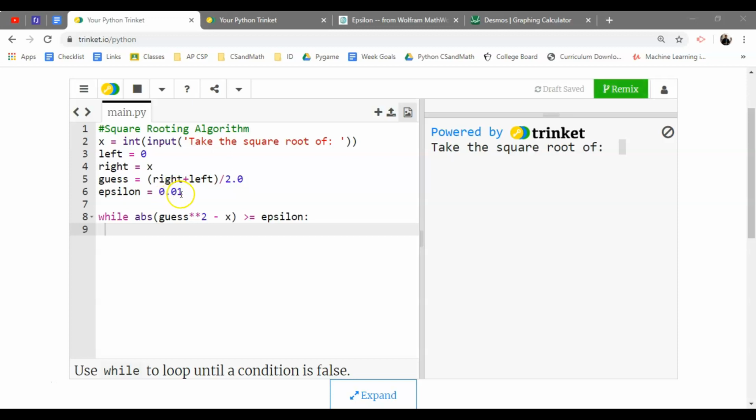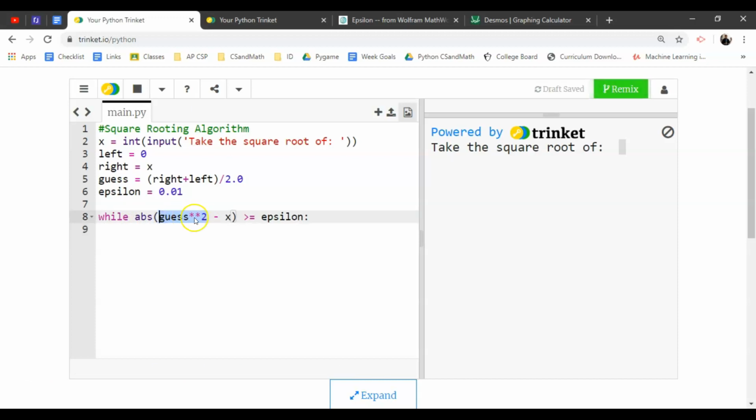I set the epsilon to start at 0.01, and I put another while loop here. Now, if you look at this while loop, remember how we talked about guessing, right? If you square your guess, what times itself twice is equal to x. Well, this is saying subtract those and find the difference. If that difference is greater than or equal to the epsilon that we set, the threshold, then keep looping it. And this is just absolute value to keep it positive, because it doesn't matter if it's too big or too small, right? It just matters if it's greater than the threshold. So that is interesting thinking.